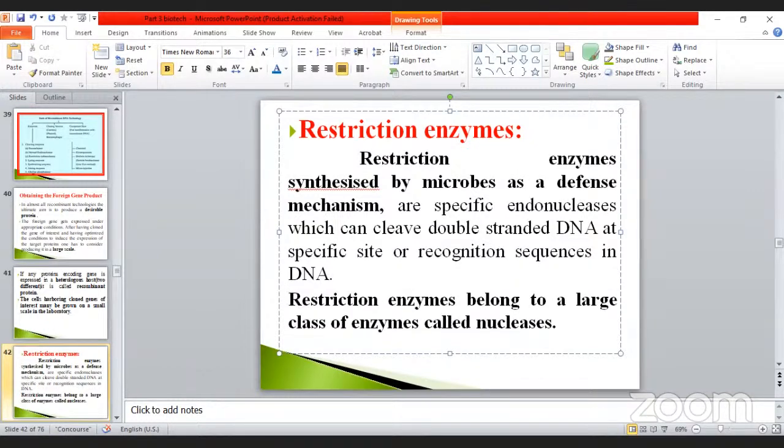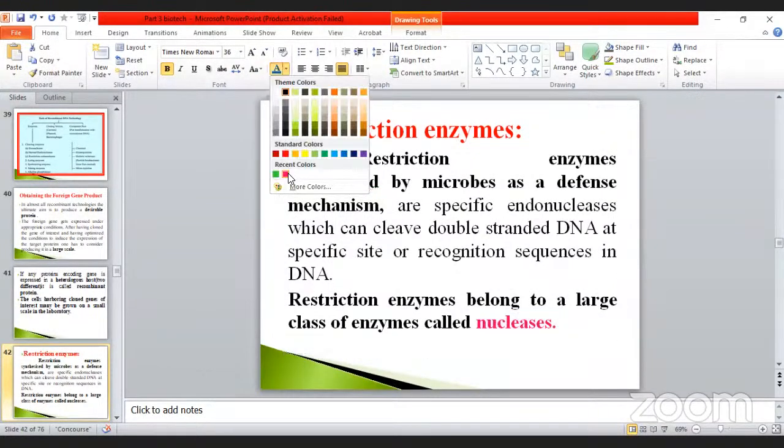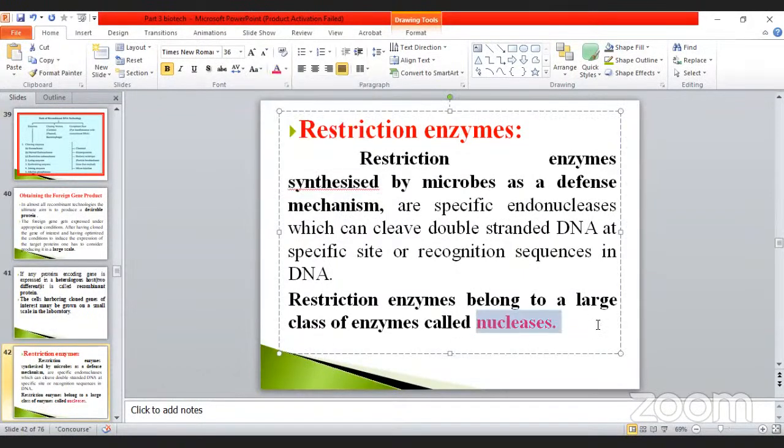The restriction enzymes belong to a large class of enzymes called nucleases. Collectively, they are all called what? Nucleases. Why are they all called nucleases, my dear? They act only upon DNA and RNA. That is the reason. That's why they are called nucleases. They only act upon the nucleic acid.